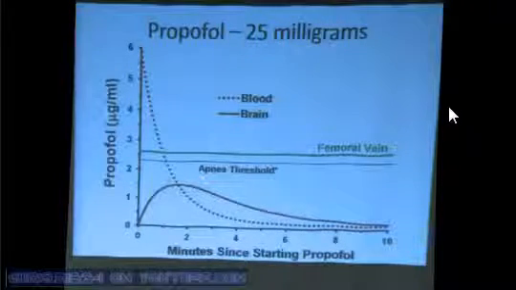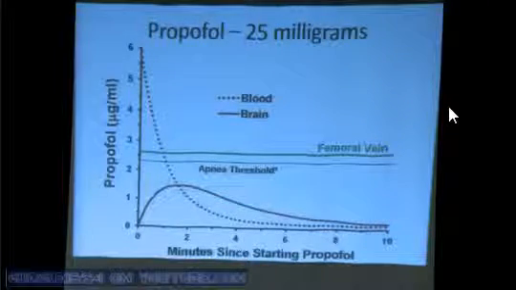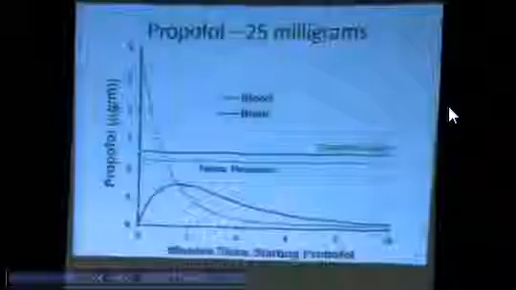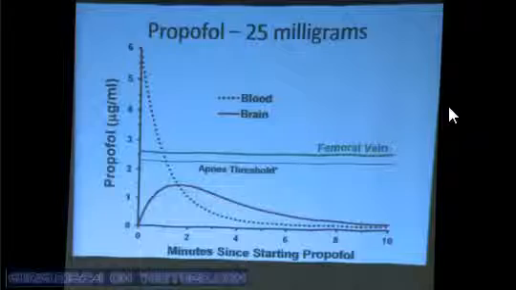This other line is the apnea threshold from Dr. White's paper. So that's the apnea threshold of 2.3. That's the concentration of propofol in the effect site, in the brain. That's the concentration in the brain where half of patients would be apneic. So we see that the level of propofol in the femoral vein is very close to the level of propofol where apnea is expected.